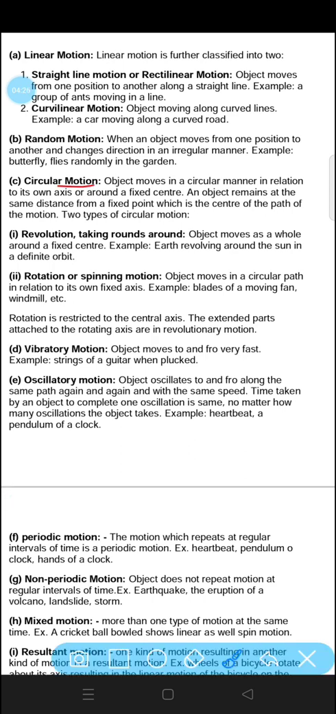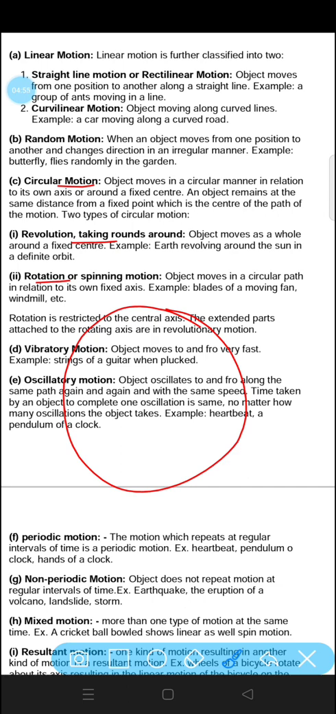Next one is circular motion. If you are moving in a circular path, it will be called circular motion. An object moves in a circular manner in relation to its own axis around a fixed center. So this is called circular motion. The circular motion is of two types: revolution and rotation. We can take the example of our earth.